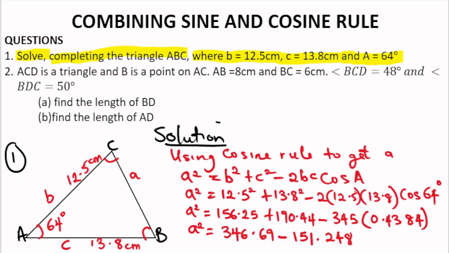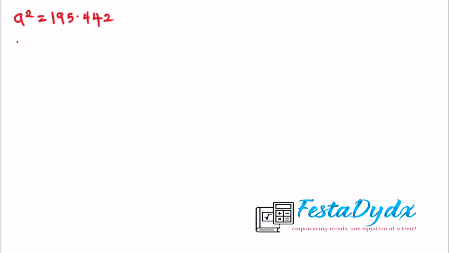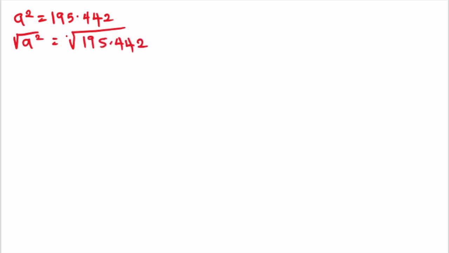So a square is equal to, when we subtract 346.69 minus 151.248, we get 195.442. So to get the value of a, we have to square root both sides. Now, square root of a square is equal to square root of 195.442. So the square root cancels the square. So the value for a is equal to the square root of 195.442, which is 13.98 centimeter.